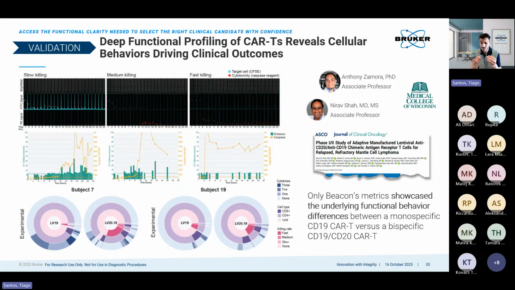So it's crucial to give tools to clinicians and researchers to understand from the very get-go, from the expansion of the products, if those subsets of CAR-Ts are actually having that killing capacity that potentially will correlate with response. And as you will see, it did.